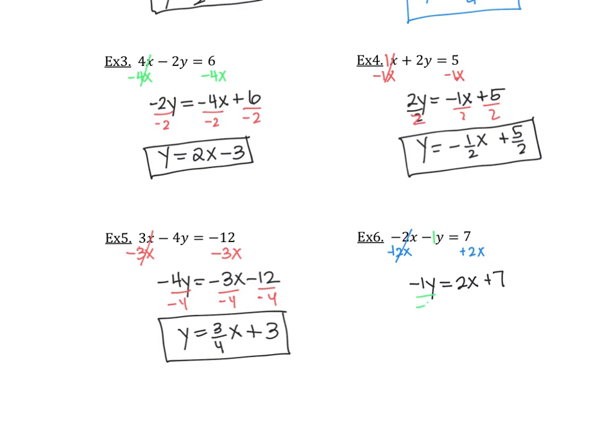Okay, let me divide by negative 1 everywhere. Y equals, okay, this has a negative on it. 2 divided by 1 is 2, and I keep the x. Let's see, this has a negative. I'm going to keep a negative. 7 divided by 1 is 7. And this is slope-intercept form. I could graph this if I needed to.